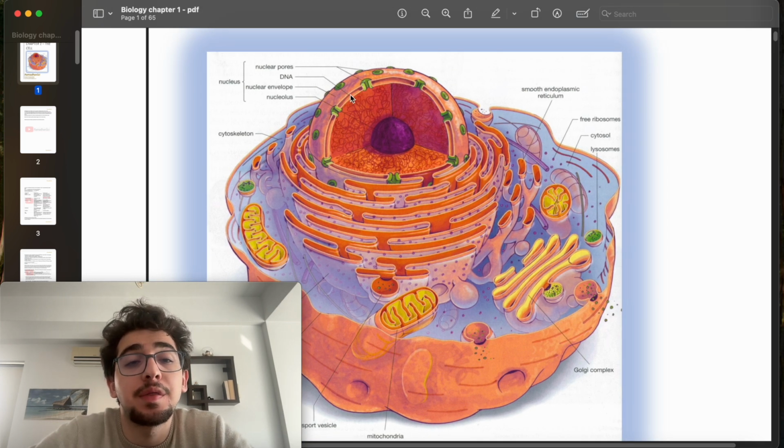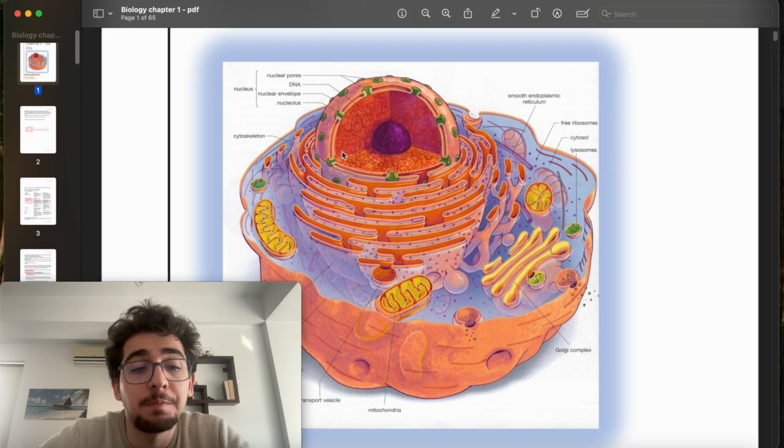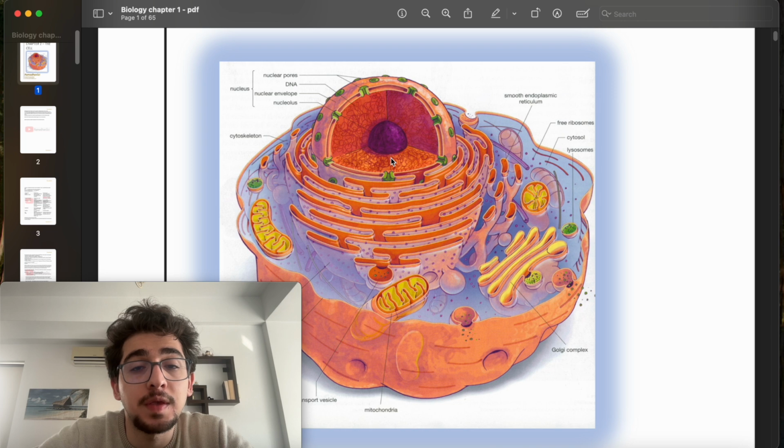One more thing is the nuclear envelope, or the nuclear membrane, which is just a membrane that surrounds the nucleus, and it contains pores. The nuclear pores are like gaps within the membrane that control the movement of material between the nucleus and the cytoplasm. So that's it. Those are the basic things that we can talk about.